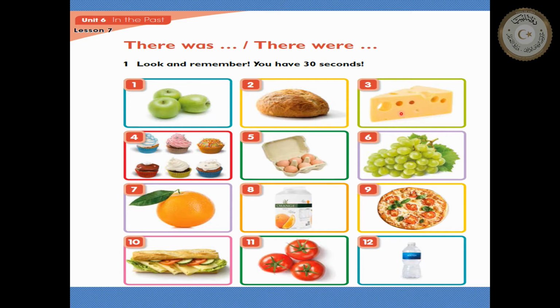Cheese. What about this one? Orange. How many oranges do you have? Can you see here? 1 orange, an orange. What about this one? Sandwich. How many? 1. So there is a sandwich.